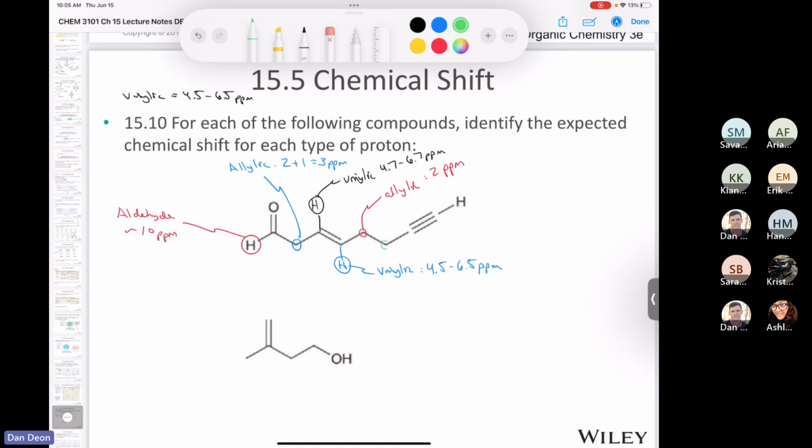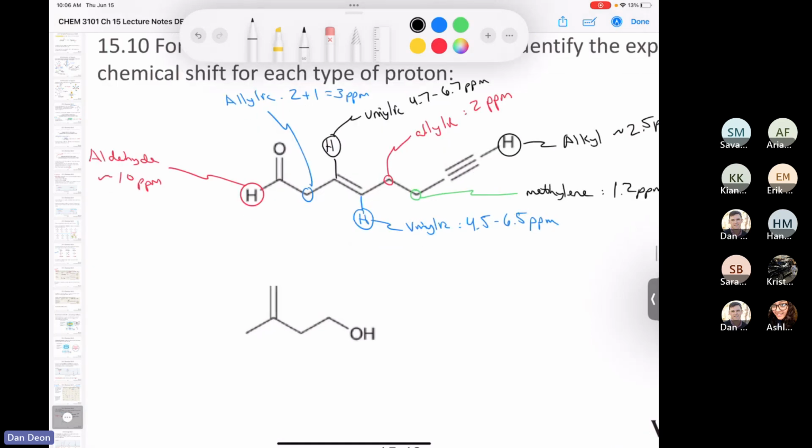Let's see, then we have a methylene here. So this methylene, there's nothing exciting about this. It's not alpha or beta to anything. So we'll just put here methylene. That's going to have a baseline of about 1.2 parts per million. And then the last one is this proton here, which is an alkyne proton. We said that has a chemical shift of around 2.5. So alkyne has a chemical shift of around 2.5 parts per million. And there you go. We figured out an estimation of all the chemical shifts.